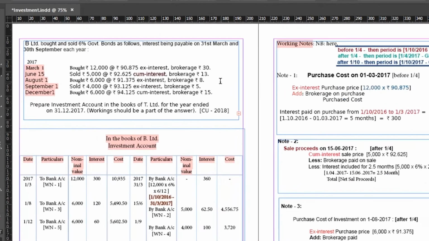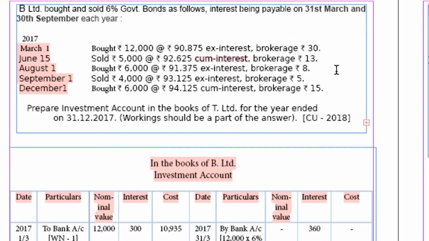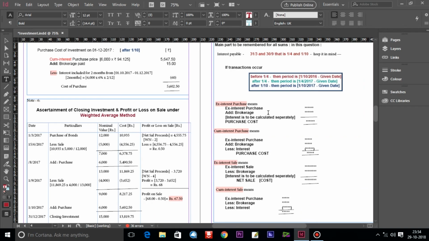In this question, it is given that interest is payable on 31st March and 30th September, that is 1/4 and 1/10. 31st March means 1st April, and you may consider 30th September as 1st October. Therefore, keeping it in mind, I am trying to solve.